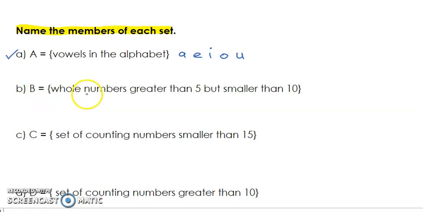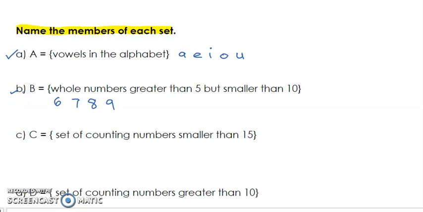B. The set B is whole numbers greater than 5 but smaller than 10. Okay, so what would the members of that set be? Greater than 5, we know that we cannot start with 5 because 5 would be equal to 5 and we want greater than. So the members would be 6, 7, 8, 9, and we would not include 10 because 10 is not smaller than 10. 10 is equal to 10. So the members would be 6, 7, 8, and 9.